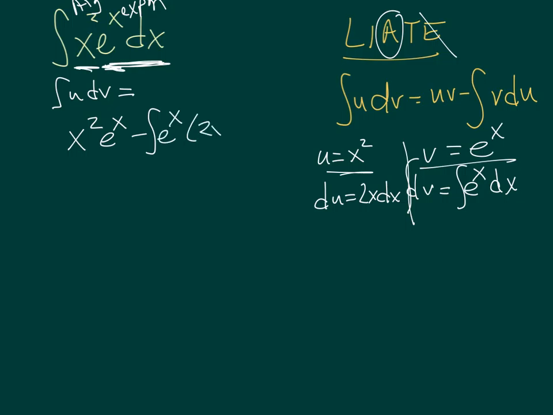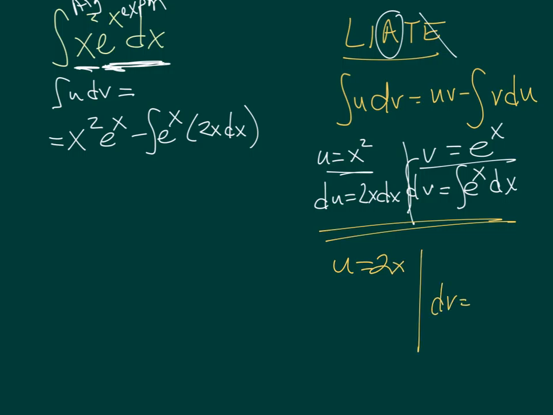du. Well, du is 2x dx. So this part in the front is done. We can't do anything more to simplify it. But this, we do not know how to take the antiderivative of. We have to use integration by parts again. So we're going to start over with our LIATE. Our u has to be our 2x, and our dv is going to be e to the x again. Oops, I need my dx on there.